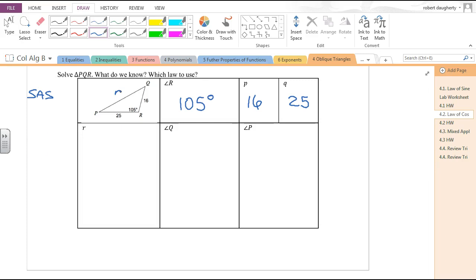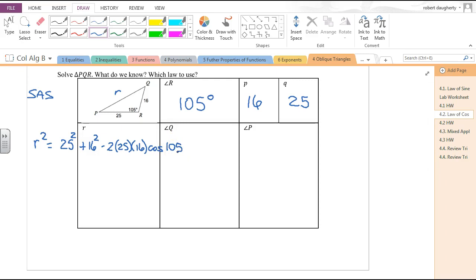So, R squared is equal to, using the law of cosine, this side squared plus 16 squared minus 2 times 25 times 16, and the cosine of what? 105. Okay? That's how I'm going to solve for side R.